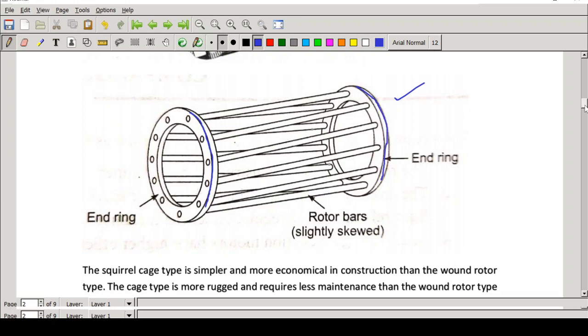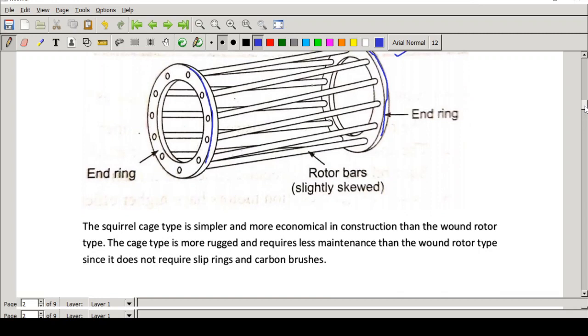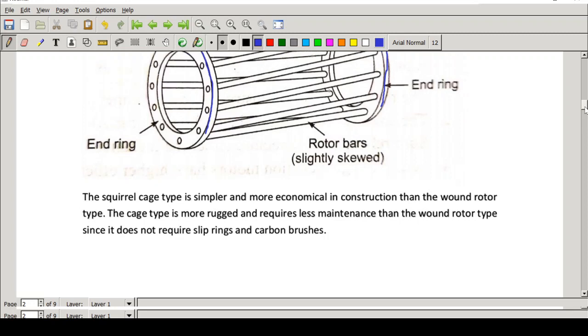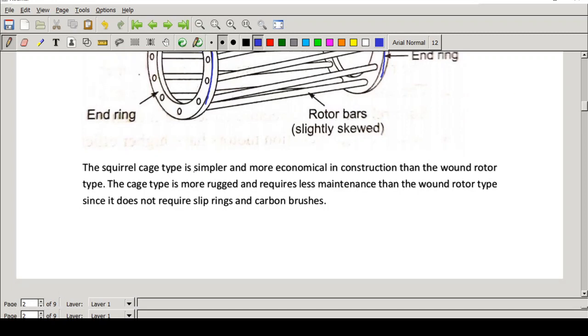So now what is the consequence? Since we cannot insert any external resistance in the rotor circuit, you cannot control the speed of a squirrel cage induction motor from the rotor side. That is one of the disadvantages, but still we are using it. It has various applications. The reason is it is very simple. The squirrel cage induction motor is very simple, very cheap, and it requires very little maintenance because it doesn't have any slip rings or brushes or any other additional components.